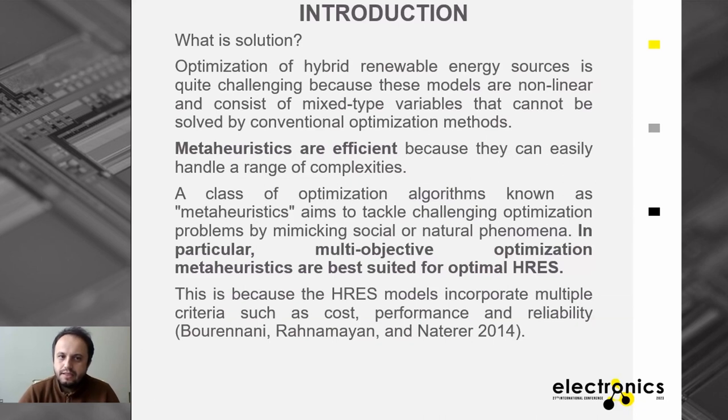Okay, what's the solution? The solution is using metaheuristic algorithms. Metaheuristic algorithms are efficient because they can easily handle a range of complexities. A class of optimization algorithms known as metaheuristics aims to tackle challenging optimization problems by mimicking social or natural phenomena. In particular, multi-objective optimization metaheuristics are best suited for optimal hybrid renewable energy sources. This is because HRES models incorporate multiple criteria such as cost, performance, and reliability.